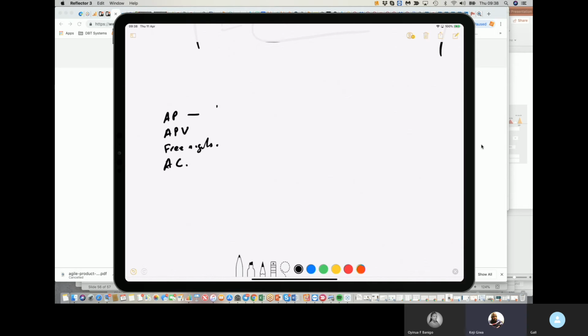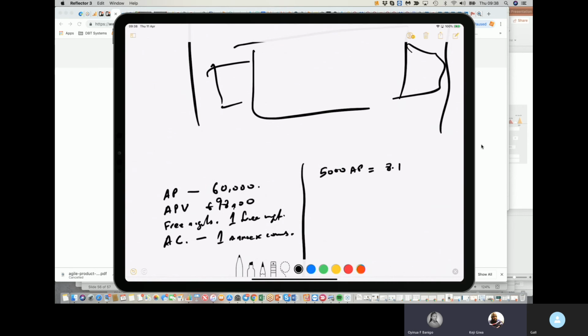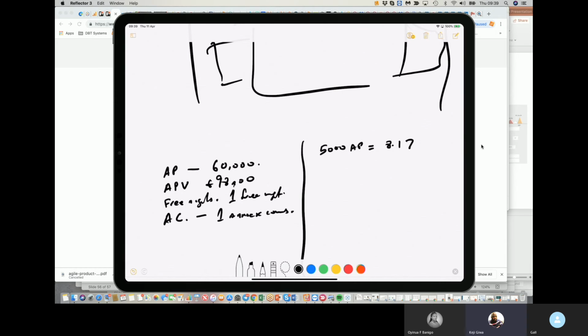So for example, if I have 60,000 annex points, that means I have £98. And that means I have 1 free night, and maybe I've already invested and I have 1 annex coin. Make sense? That's just a scenario. Now what you need to understand is this: 5,000 annex points equals £8.70. So every 5,000, the minimum amount of points you can get is 5,000, and that equals £8.70.